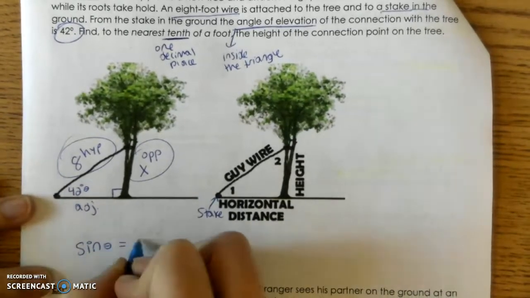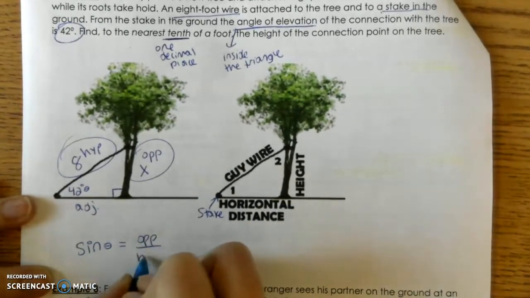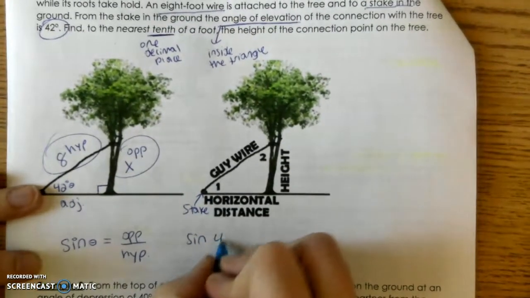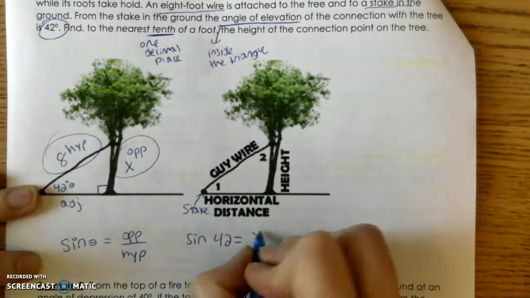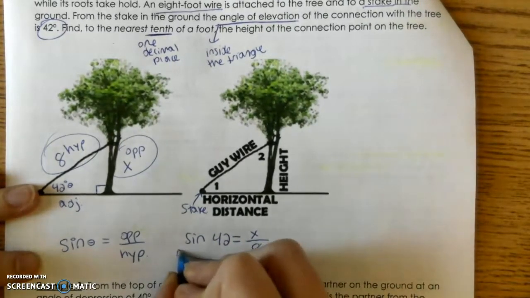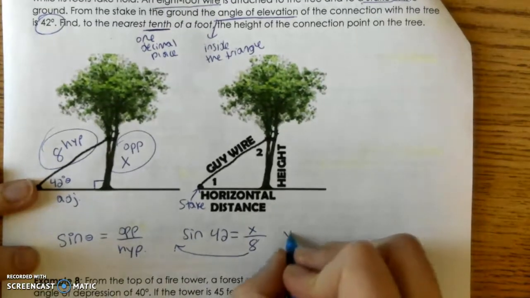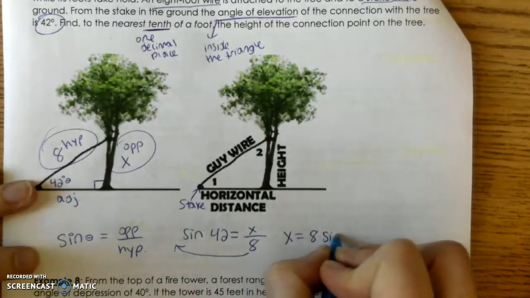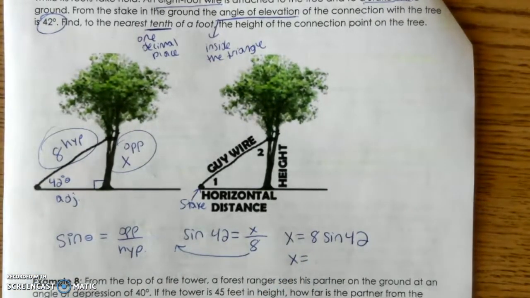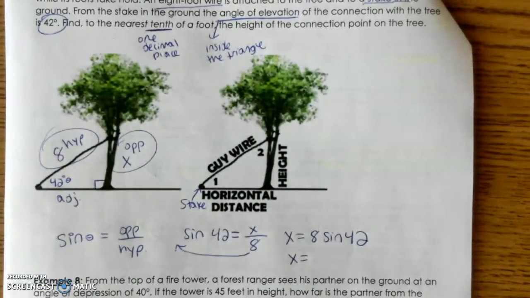Sine of theta is equal to opposite over hypotenuse. So let's plug everything in. Sine of 42 is equal to x over 8. I kick the 8, so I know x is going to equal 8 sine of 42, and I'm rounding to 1 decimal place, and I need to include my units.